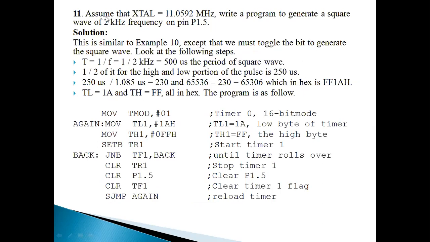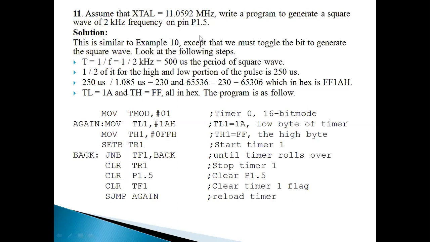Now another example. Assume that XTAL equals 11.0592 megahertz. Write a program to generate a square wave of 2 kilohertz frequency on pin P1.5. This is similar to the previous example, except that we must toggle the bit to generate the square wave. Look at the following steps.